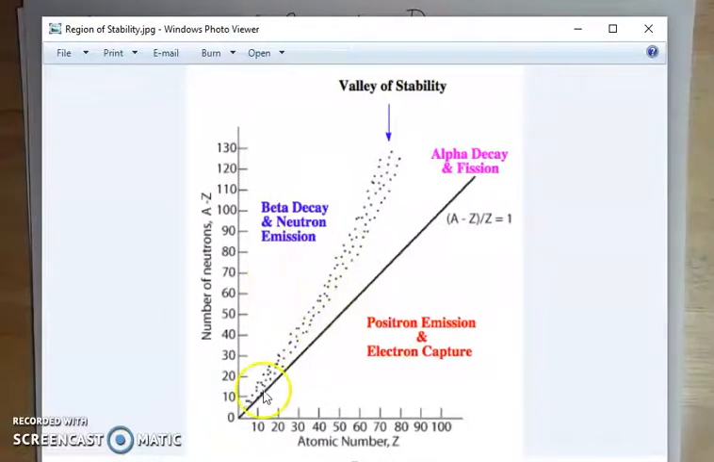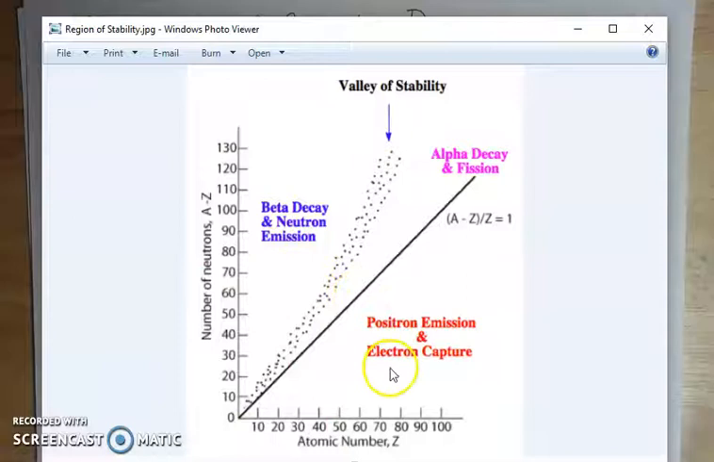Okay, so if we have more neutrons than protons, then we need to get more protons and fewer neutrons. And in order to do that, that would be something like beta decay. If I have a smaller N to Z ratio, and again, N is the mass number minus the atomic number here on the y-axis, which is still the number of neutrons.